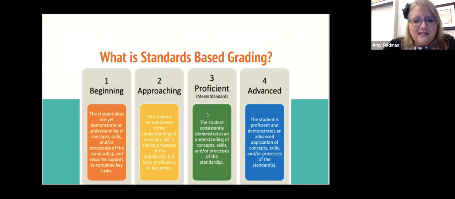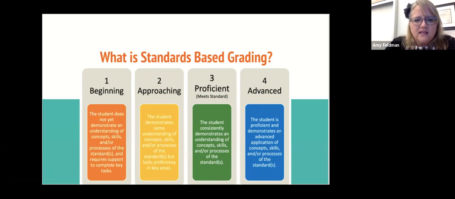Proficient, this is meeting the standard. This is what we are aiming for. This is passing. This is a good grade. A level 3 is a great grade because it says they can consistently demonstrate an understanding of, whereas level 4 is they're proficient and demonstrate. This is just consistently is understanding all the concept and skills of the standard. Now, level 2, the student demonstrates some understanding, and level 1, the student does not yet demonstrate.